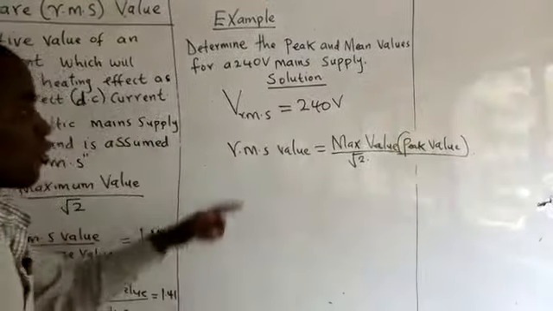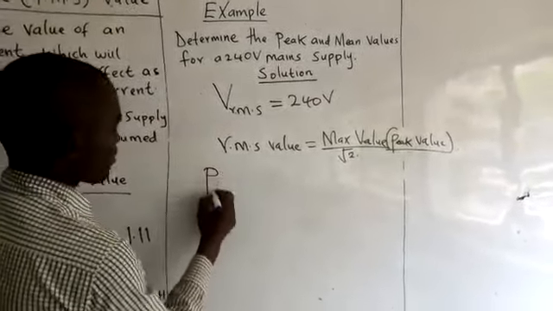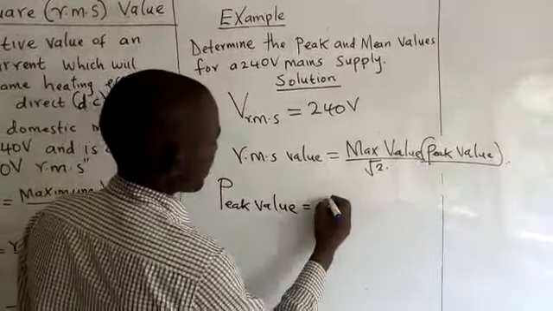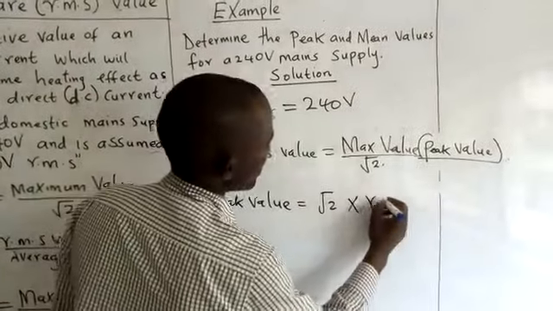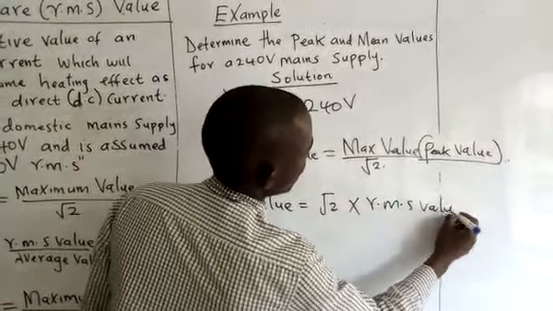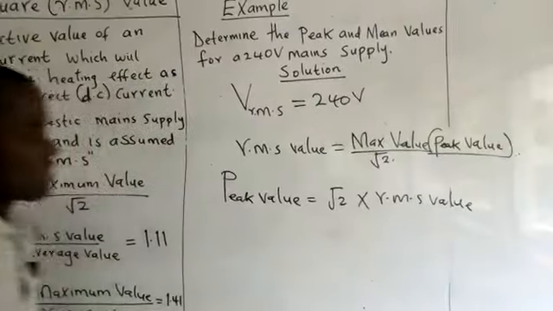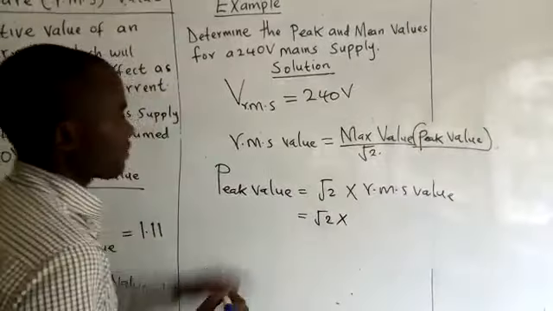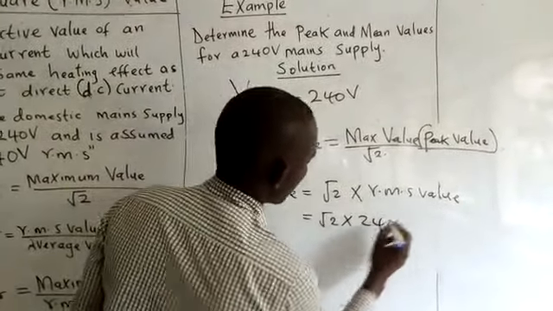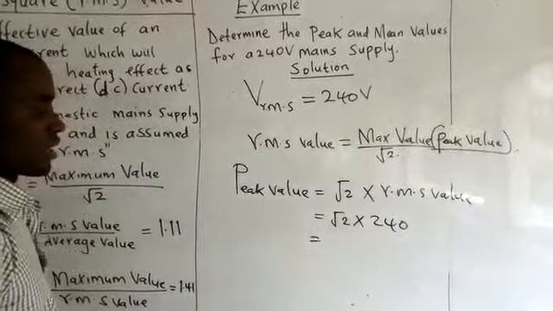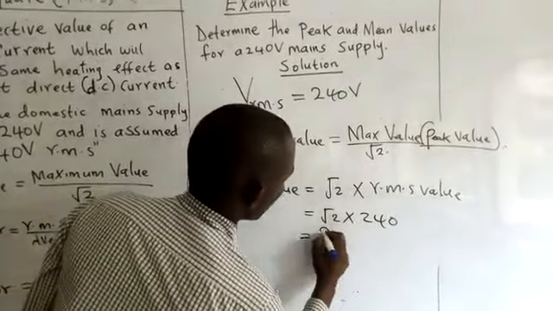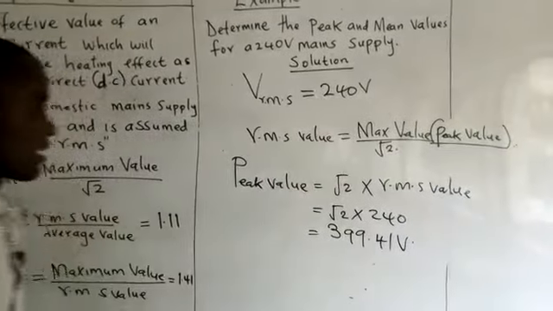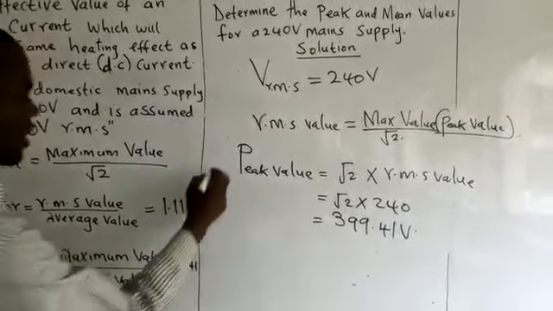So if you want to get the peak value, that automatically tells you the peak value will be equal to root 2 multiplied by the RMS value. So what we do, you will take root 2 multiplied by the RMS value, which is 240. If you multiply that, you will get 399.41 volts as the peak value. So we have answered question 1.